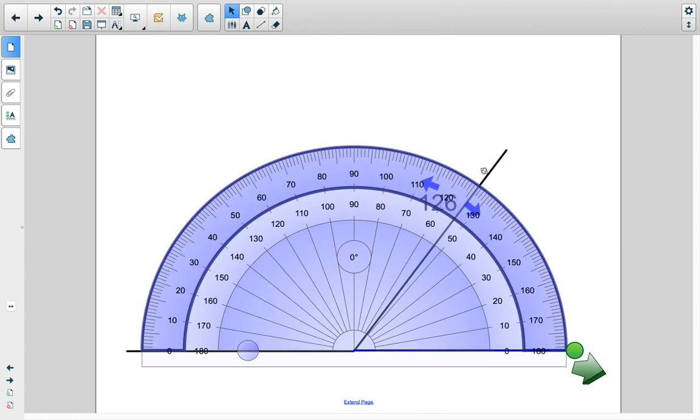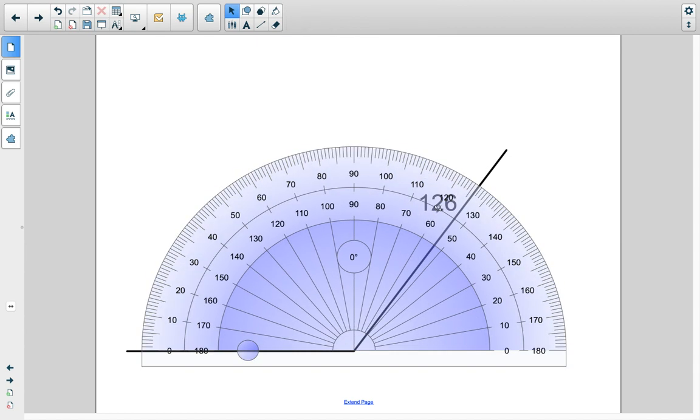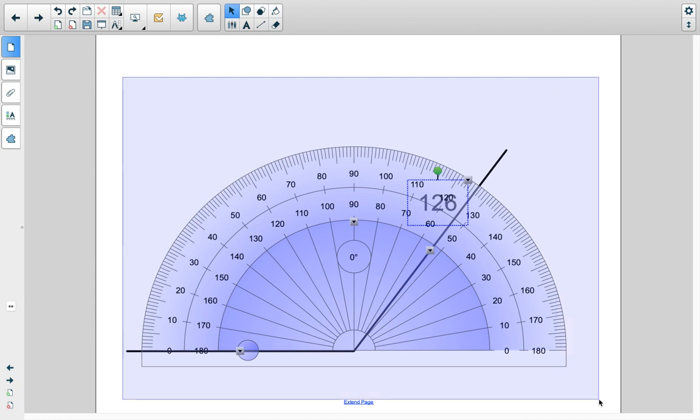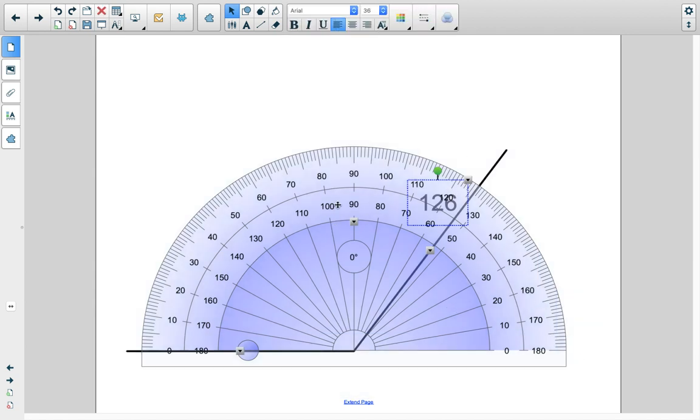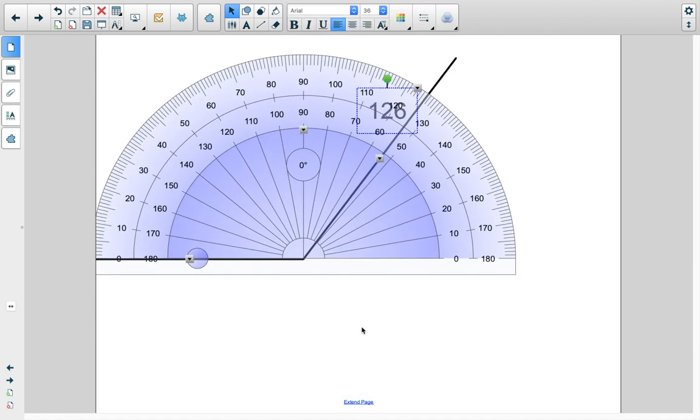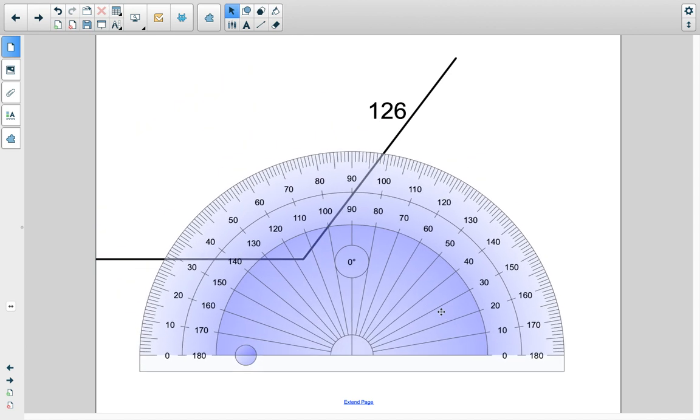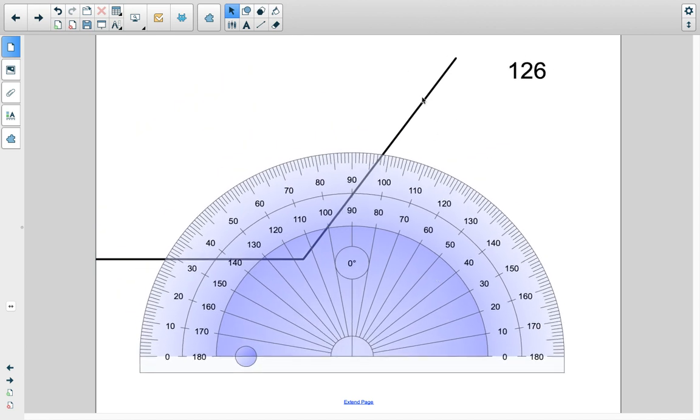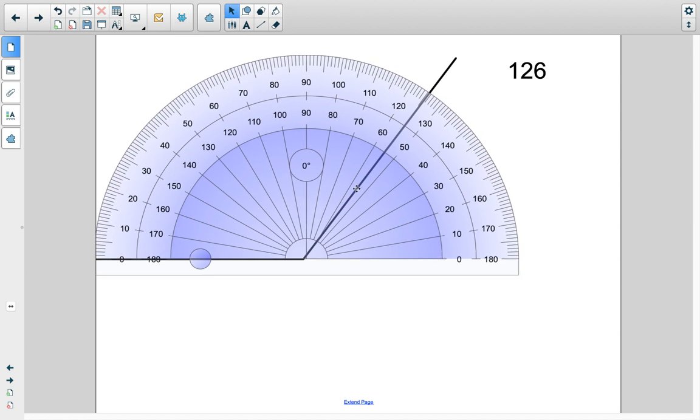All right. Now, whoops. How do I get that? Let me just get that out of there. So it's approximately 126 degrees. And there we go. That's better.